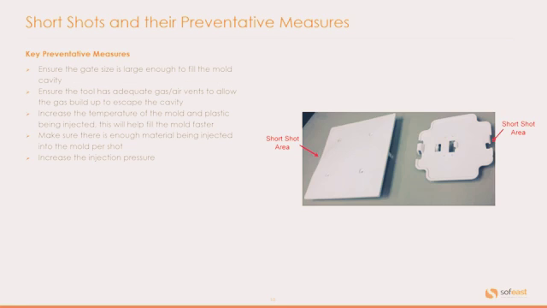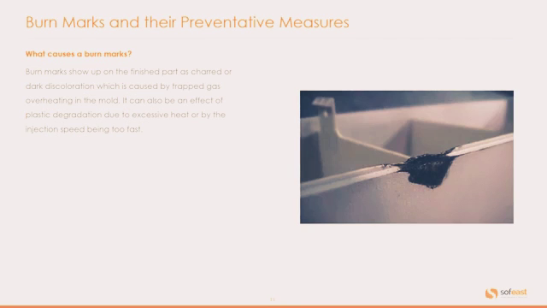Some key preventative measures to avoid short shots. Ensure the gate size is large enough to fill the mold cavity. Ensure the tool has adequate gas or air vents to allow the gas buildup to escape the cavity. Increase the temperature of the mold and plastic being injected. This will help fill the mold faster. Make sure there is enough material being injected into the mold per shot. Increase the injection pressure.